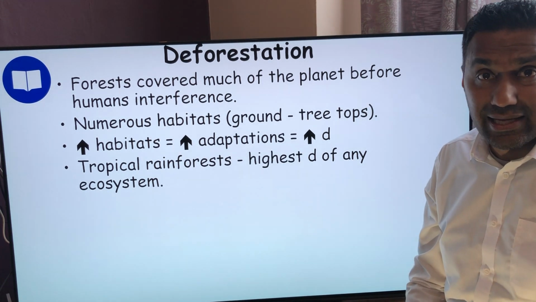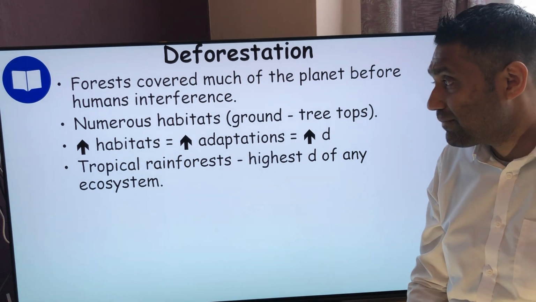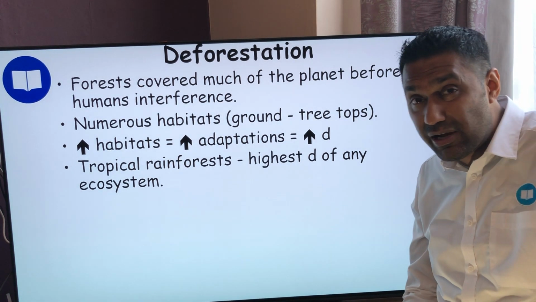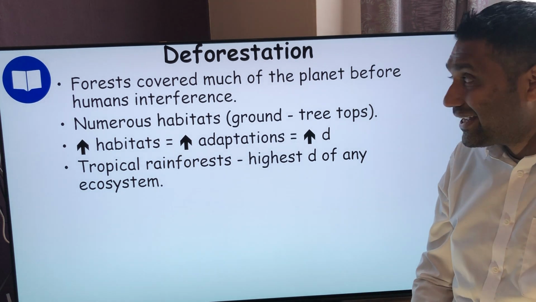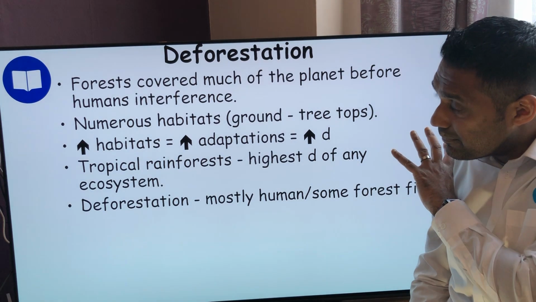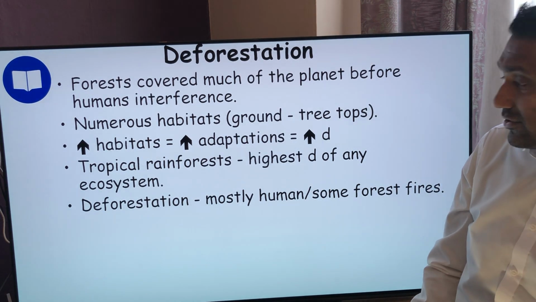So we're talking about places like the Amazon rainforest, okay? That's why us slashing and burning these rainforests for farmland is an absolute devastation, because we're going to be making lots of different species extinct just by slashing and burning.